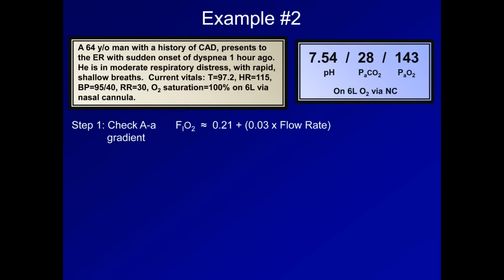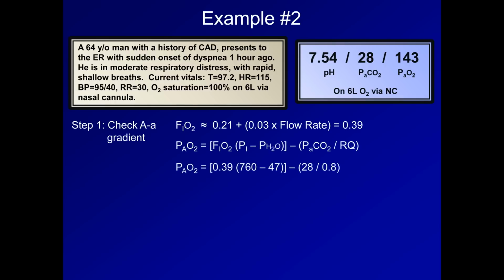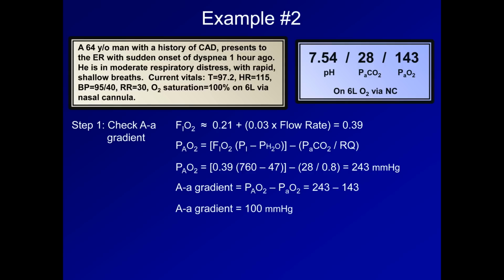This patient, that gives us an FiO2 of 0.39. We plug this and the PaCO2 into our alveolar gas equation and find a PAO2 of 243 millimeters of mercury. Thus, the AA gradient is 243 minus 143, or 100.